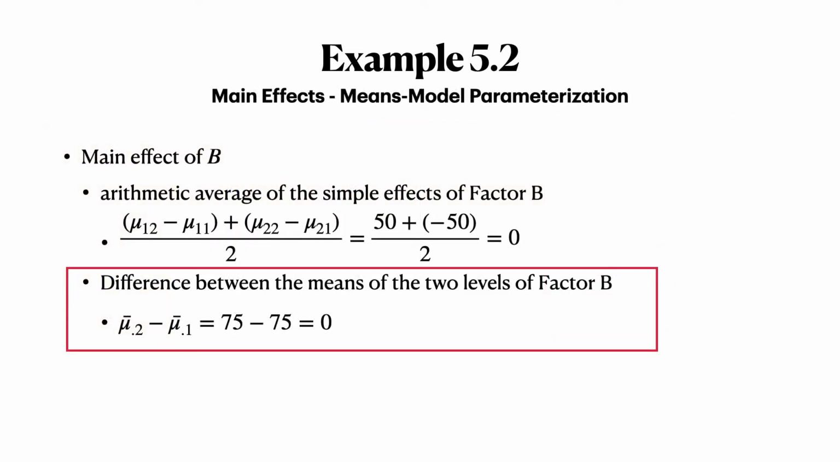And then we can calculate the main effect of B as the difference between the means of the two levels of factor B. So mu bar dot 2 minus mu bar dot 1. Those are the column means for the levels of factor B. And those two values were both 75, and so their difference is 0.